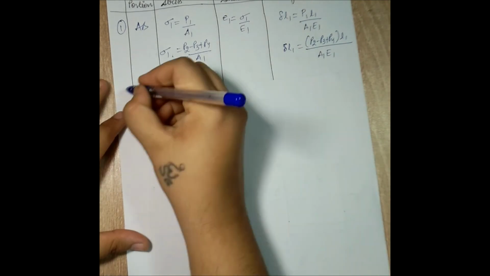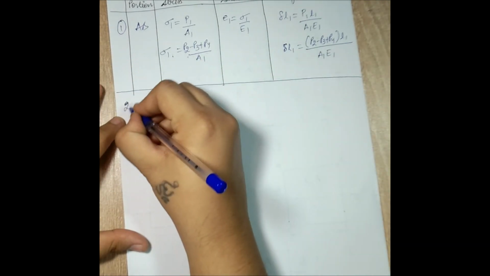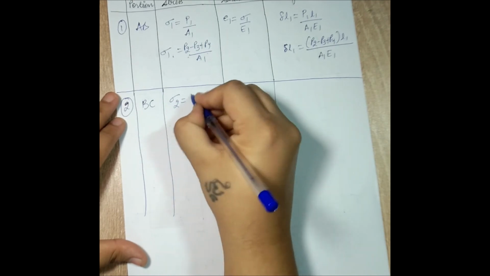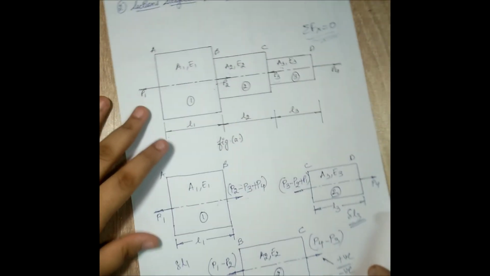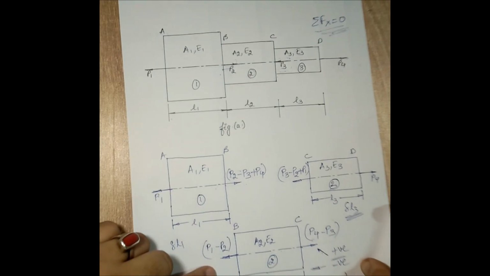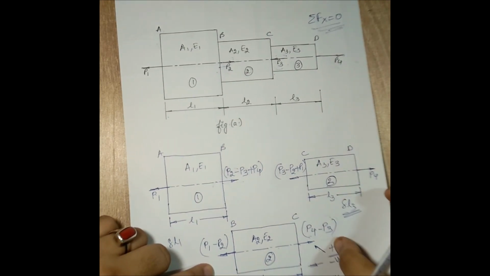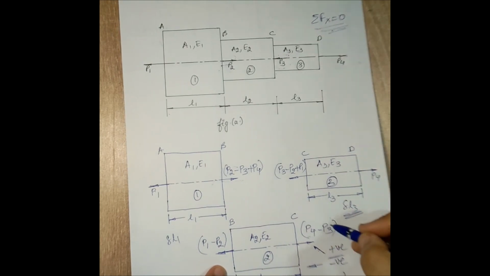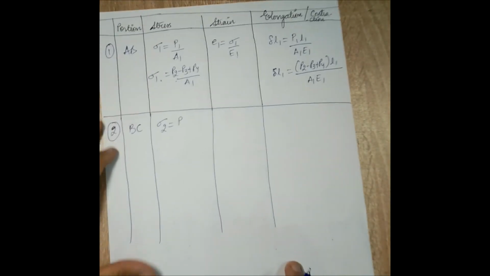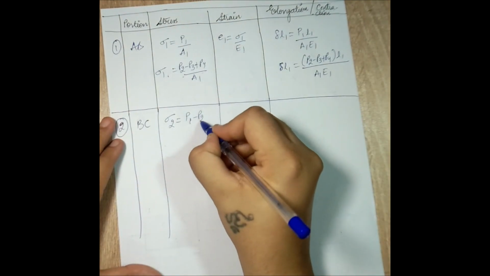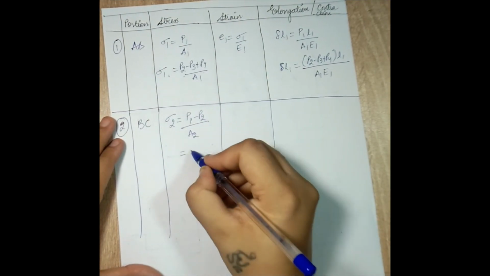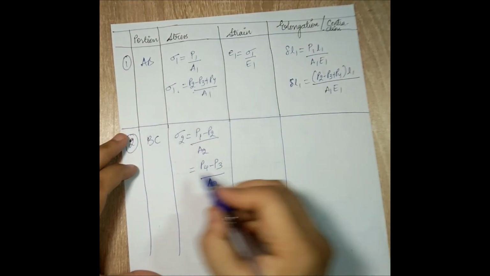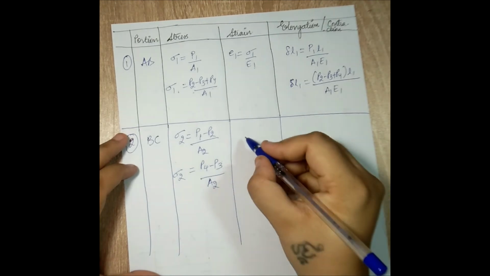Next, I'll write the formula for portion 2, which is B to C. Sigma 2 is equal to, let's see here, it is P1 minus P2 or P4 minus P3. If you observe, P1 minus P2 will be equal to P4 minus P3. So I'll write down P1 minus P2 upon A2, also equal to P4 minus P3 upon A2. So this is another formula of sigma 2.